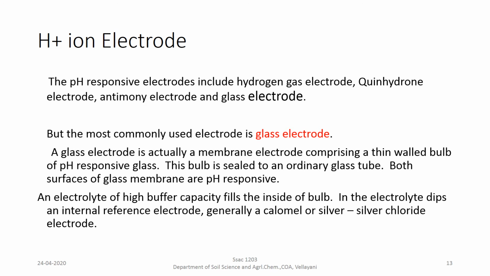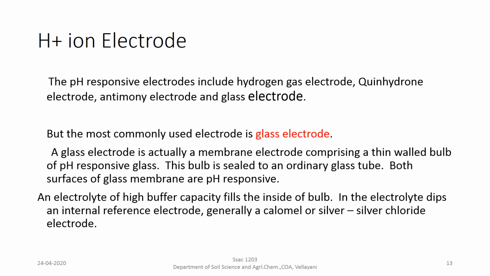The glass electrode is actually a membrane electrode, which is comprised of a thin walled bulb made of pH responsive glass. This bulb is sealed to an ordinary glass tube. Both surfaces, the inner as well as the outer surface of this glass membrane, are pH responsive.